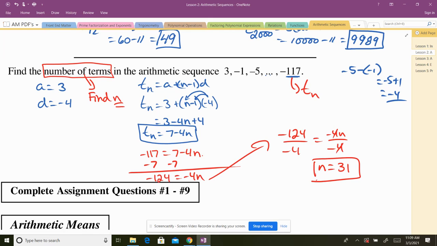Your n always has to be positive because what does n represent? The number of terms. Can you have a negative number of terms? No. So if you get a negative n, you've probably done something wrong. Okay? N has to be positive.